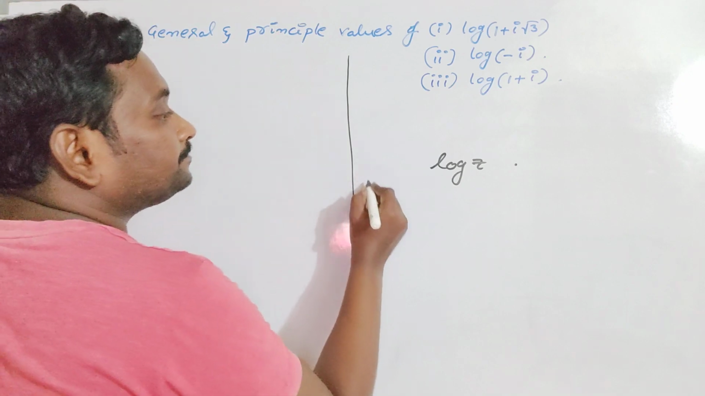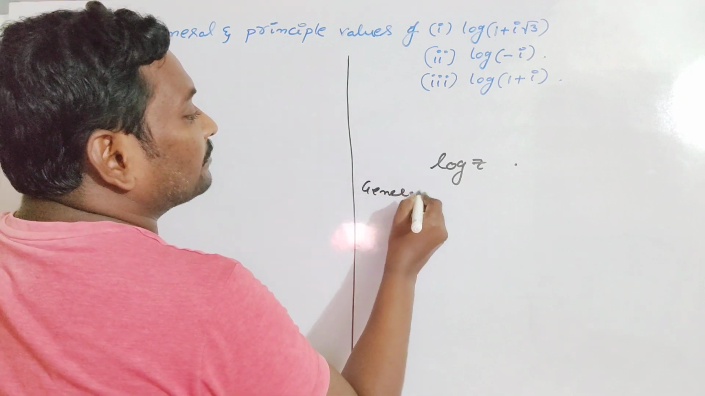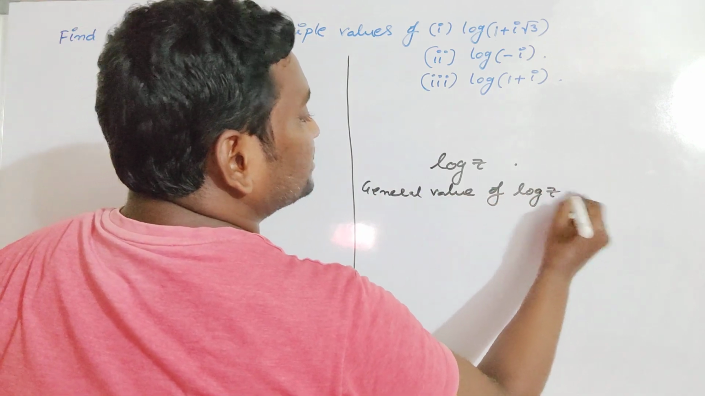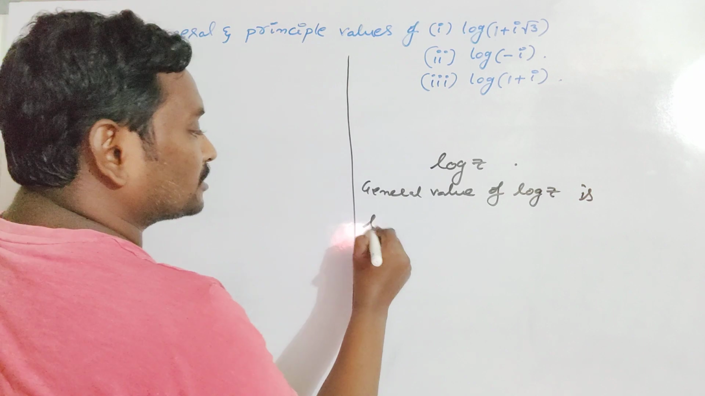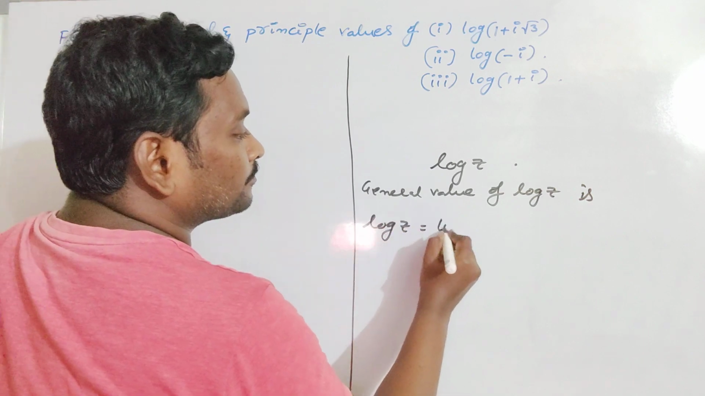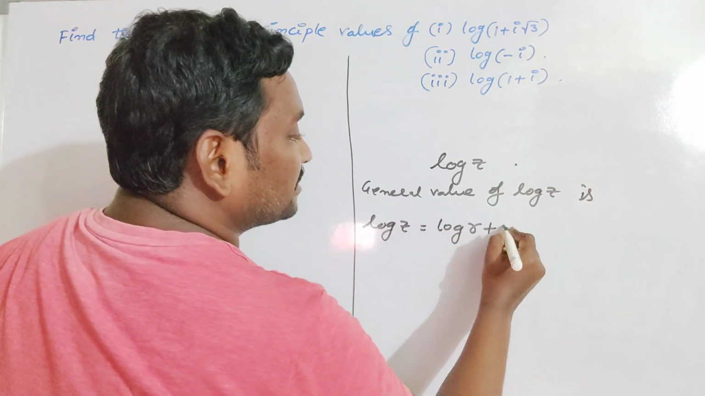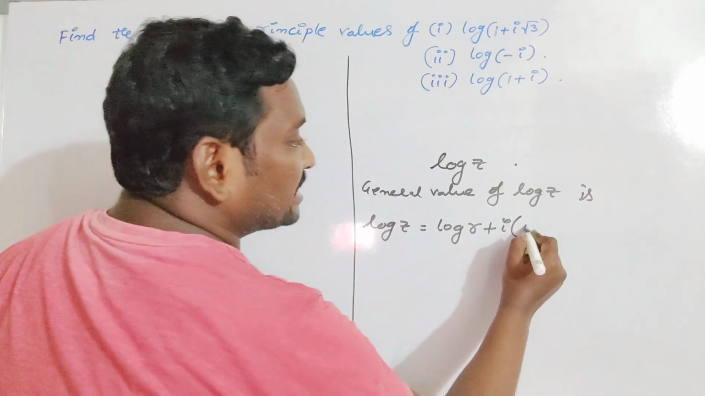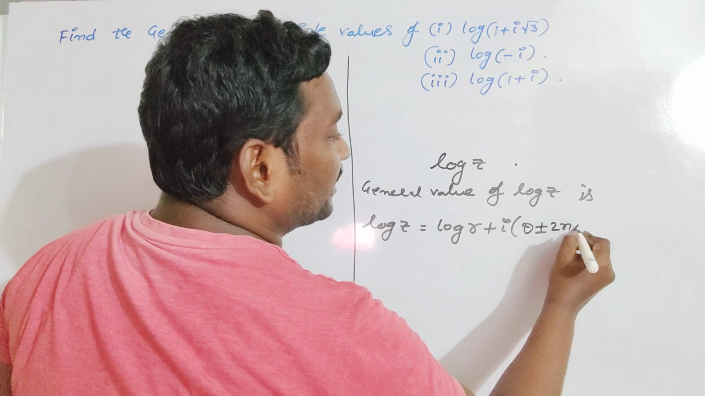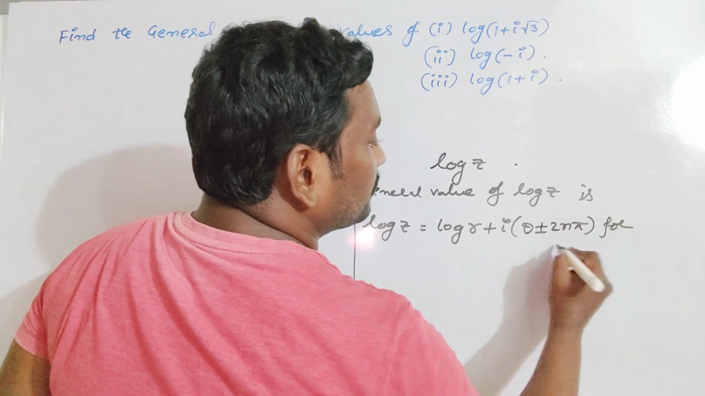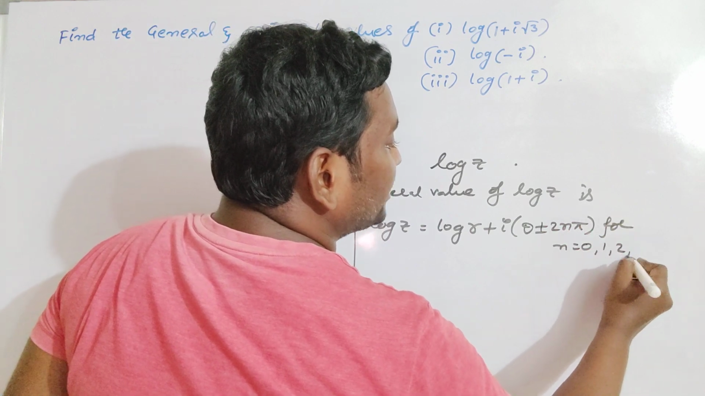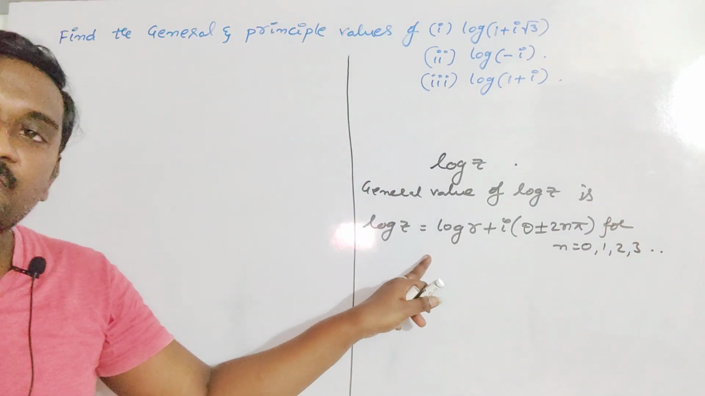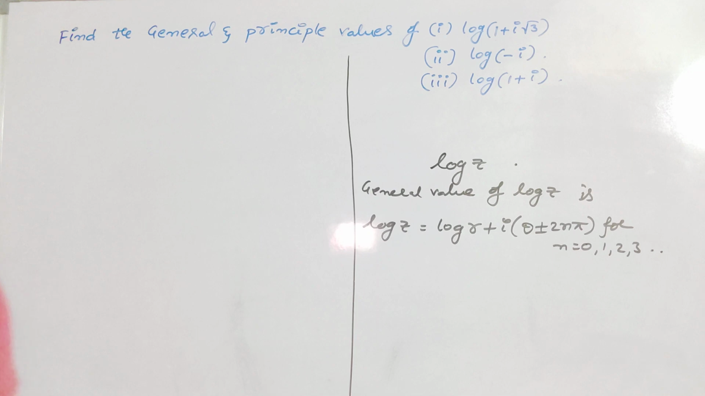So here I will give the formula for the general value. The general value of log z is equal to log r plus i into theta plus or minus 2n pi, for n equal to 0, 1, 2, 3 and so on. By giving different values for n, you will get different values for log z.